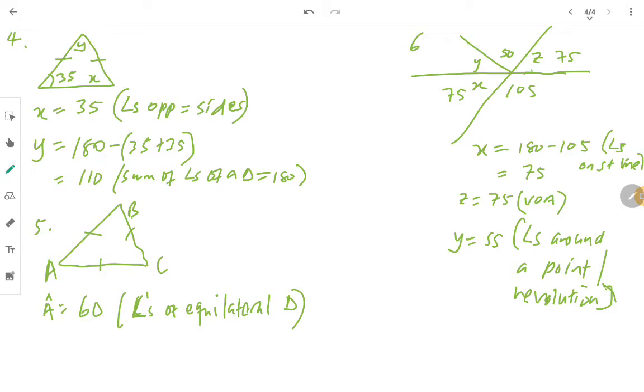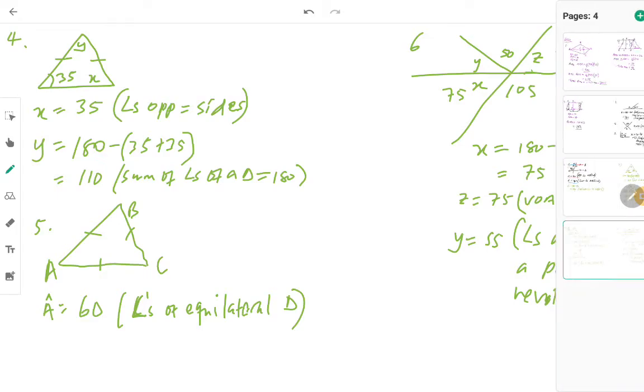Okay, so these are revision of what we did in grade 8 regarding the geometry. We need to use this for our polygons, which is under geometry as well, that we need to look at.